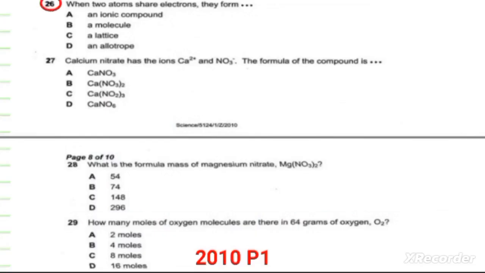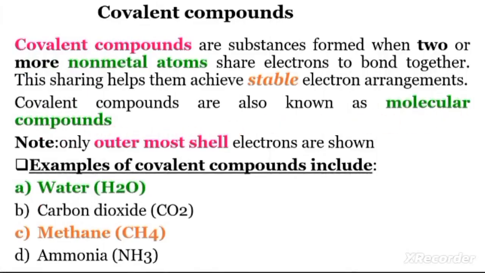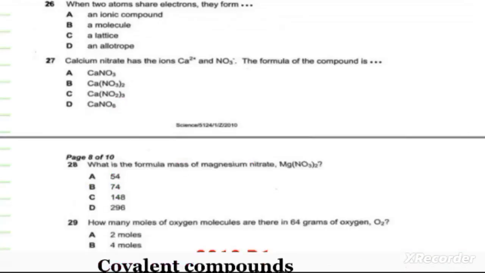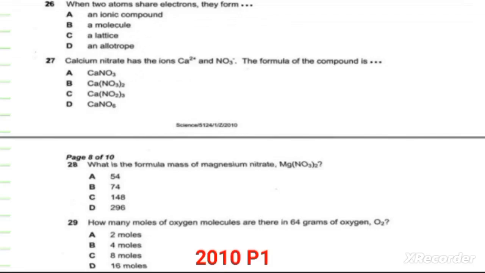This one is coming from 2010 and the question is question 26. When two atoms share electrons, they form: A, ionic compound, B, a molecule, C, a lattice, D, an allotrope. If we remember very well, we said covalent compounds are also called molecular compounds. So when two atoms share electrons, they form a molecule, not an ionic compound, not a lattice, not an allotrope.